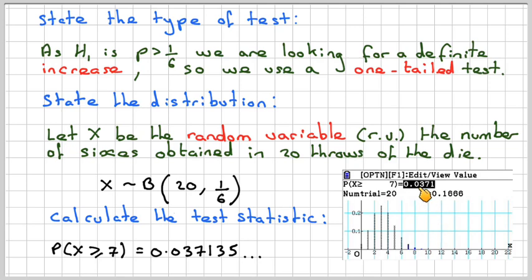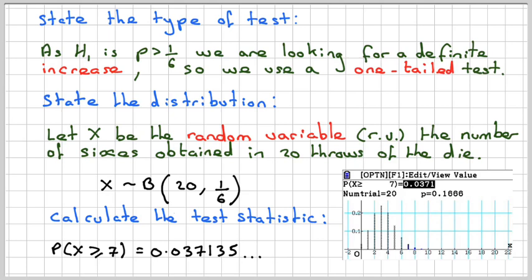If you want a few more decimal places, if you put the cursor on this probability value here and press option 1, you'll get a few more decimal places. So we need to write down the test statistic. Probability X is greater or equal to 7 is equal to 0.037135.